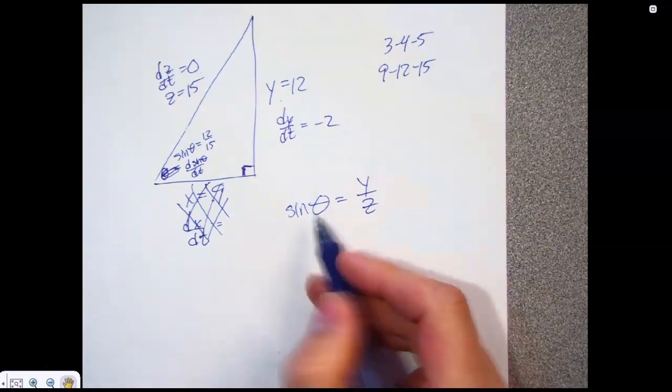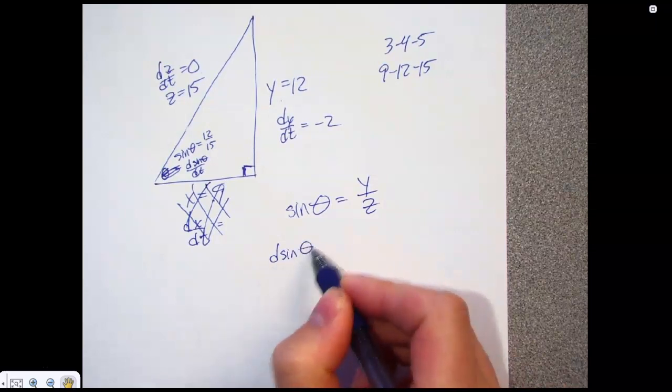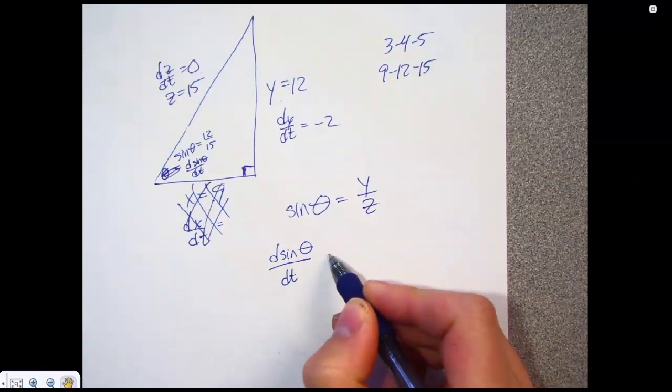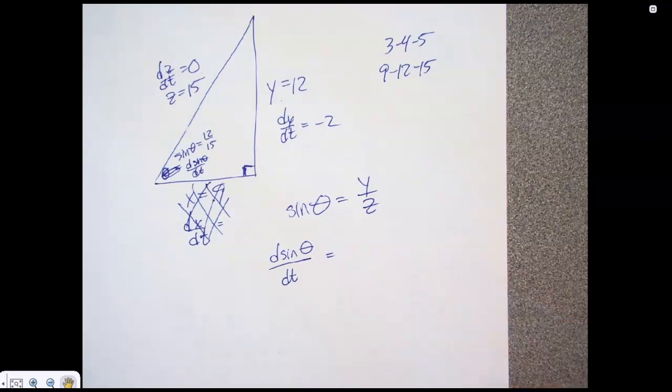Very good. I'm going to take the derivative of everything. So d sine of theta over dt. Oh, no, this doesn't feel right.